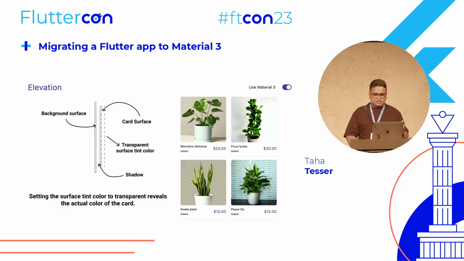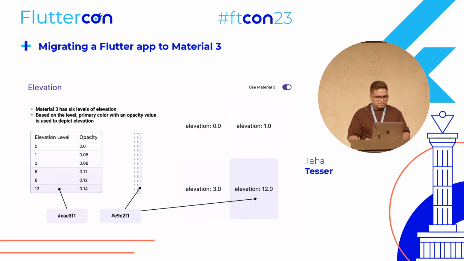Surface tint color is there if you don't want to use shadow, so you can indicate the elevation of the card. Here, Flutter has 6 levels of elevation by default. If you provide 0, it will have no elevation indication at all. There is no overlay color, which is surface tint color.